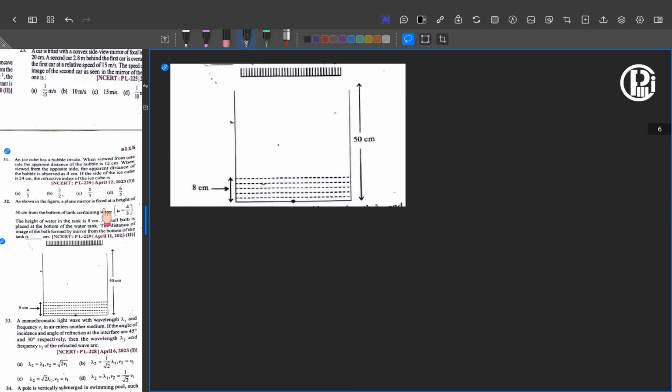Now the question is: as shown in the figure, a plane mirror is fixed at a height of 50 centimeters. So this mirror is at 50 centimeter and there is an object here. Now what is the distance between the image as well as this bottom?